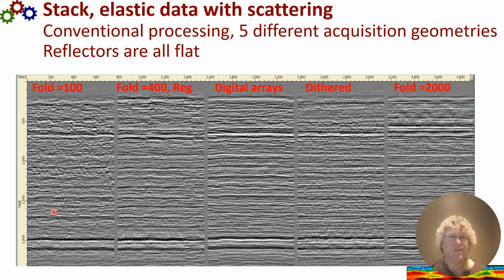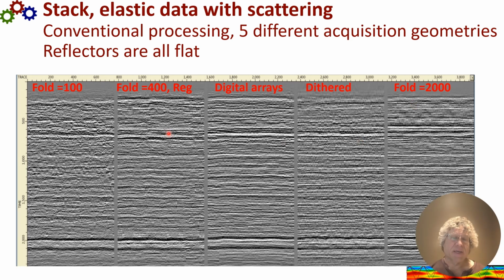And these are the 5 results. This is the elastic data with scattering for 5 different acquisition geometries. Now here we just had perfectly flat reflectors, and the best thing to look at is the far right, where we had 1 meter receiver spacing and fold of 2000. This is close to the correct answer. You can see the flat reflections. You can see where the reflections should be. In this case, the very dense receiver spacing helped a lot.